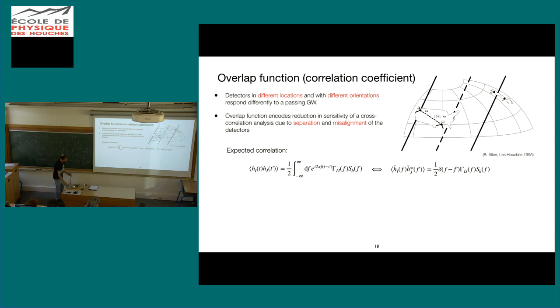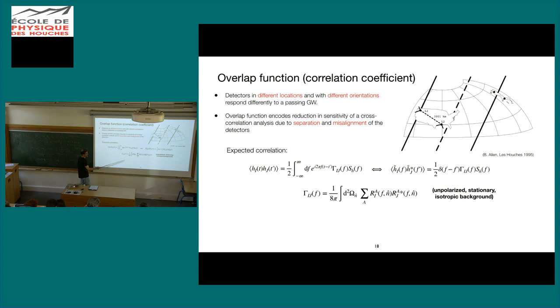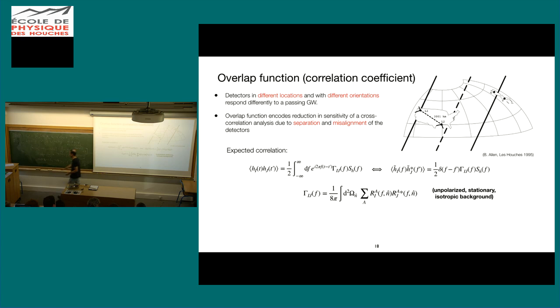Now, the expression for gamma in terms of the response functions for the two detectors is given by this. As I mentioned a little while ago, because each of the detector outputs depends linearly on the R's, this quadratic expectation value depends quadratically on the R's from the two detectors in this particular way. Just to show you that this is not something mysterious, we'll derive it here.